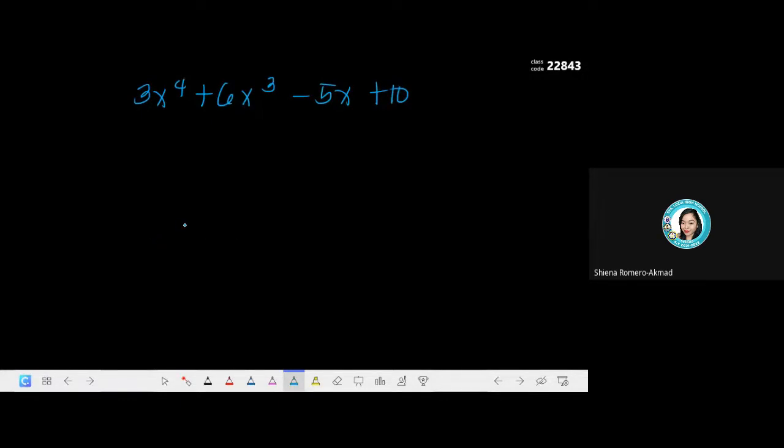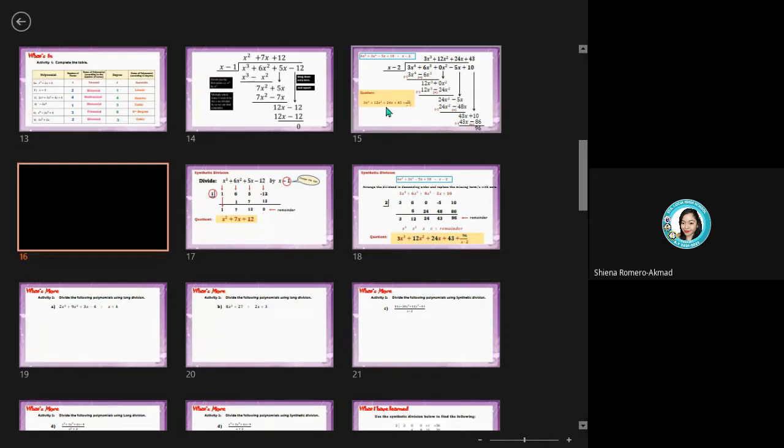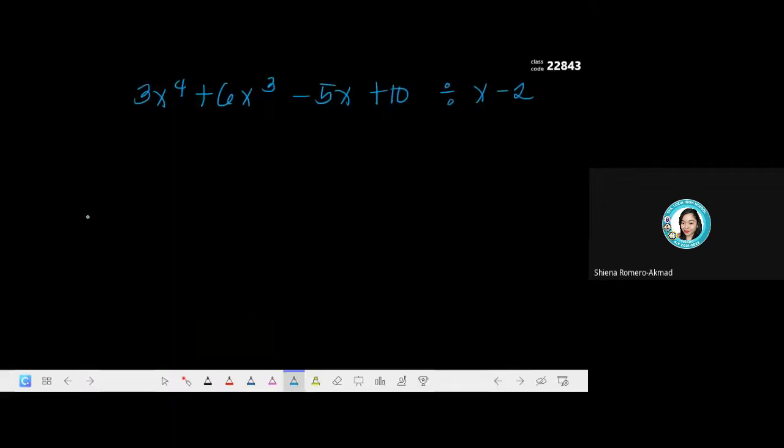So, what will we do? Let's divide it by x minus 2. Right, x minus 2. So, we will now use synthetic, or the short way. When we do synthetic, we just take the numerical coefficients. But make sure, please put down your hands first before we start our synthetic division.